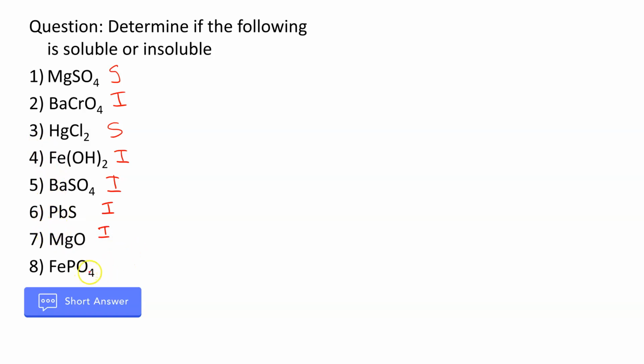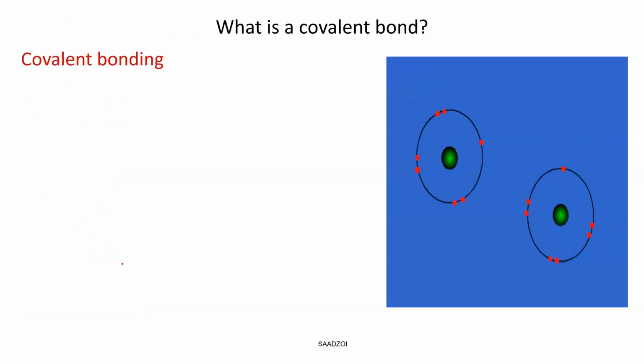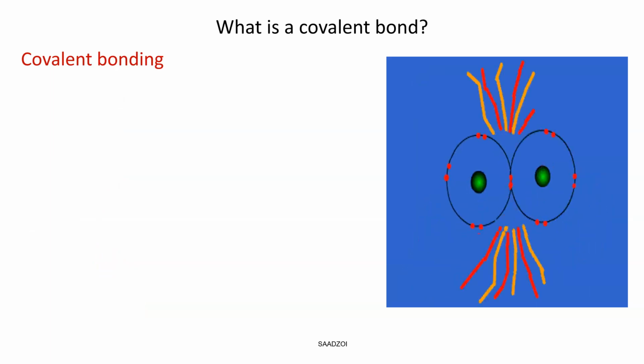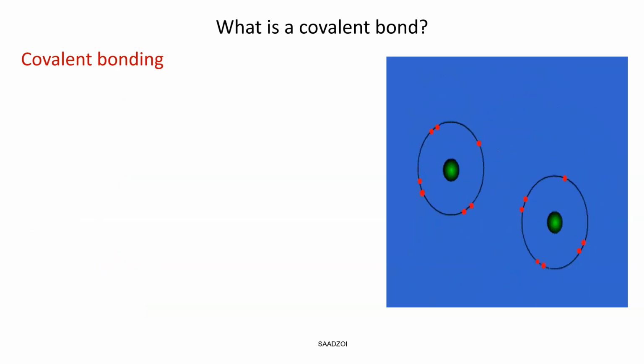And then last one, iron 3 phosphate. Iron 3 phosphate means phosphate -3 charge. That's going to be insoluble. All right, the other thing we're going to talk about is types of bonding. So what is covalent bonding?